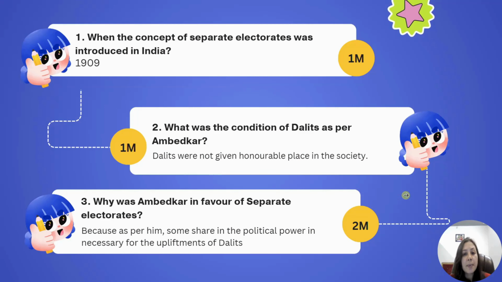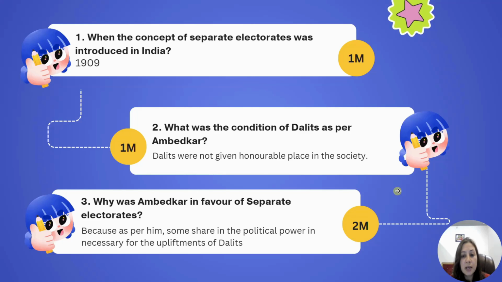When was the concept of separate electorates introduced in India? In 1909, also known as the Minto-Morley reforms. We call it the Government of India Act 1909, and it is also known as the Morley-Minto reforms. It is believed that this was basically the beginning of India's partition. So this was the foundation which resulted in the partition of a country.